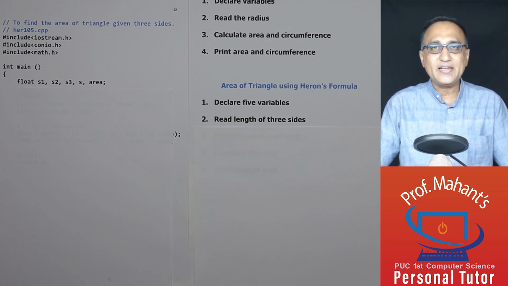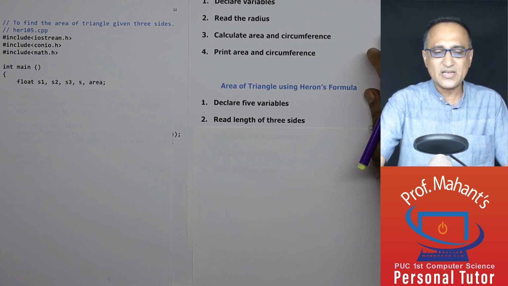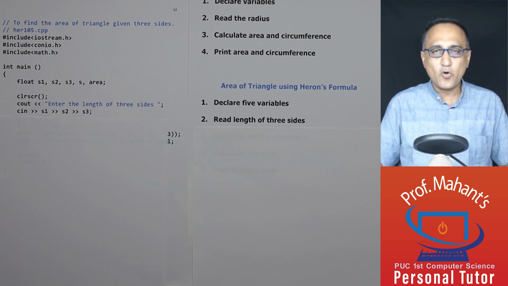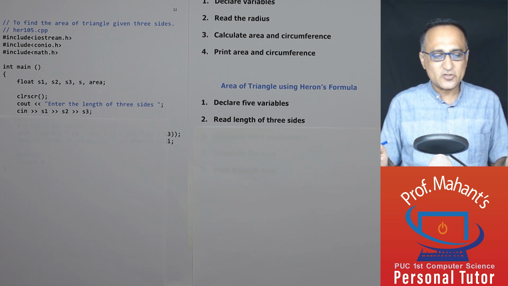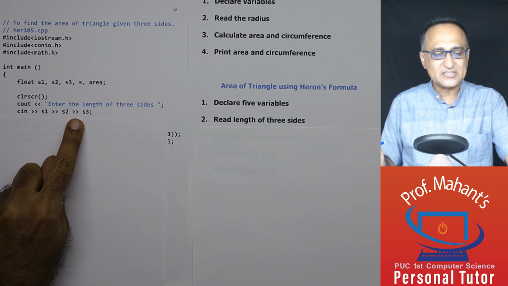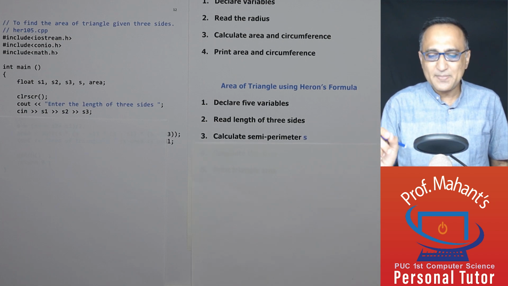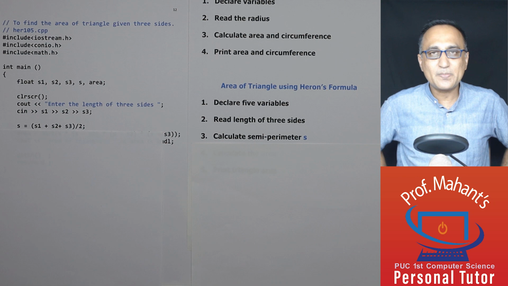Then I need to read the length of the three sides. This is the only input I require from the user because the rest of the things I am going to calculate. So I'm asking anybody who is running this program, please enter the length of the three sides. So the user, using cascading operators, is going to enter the values of side 1, side 2 and side 3. The next thing I need to do is calculate the semi-perimeter S. So how do I go about calculating the semi-perimeter S? I say semi-perimeter S is S1 plus S2 plus S3 upon 2.